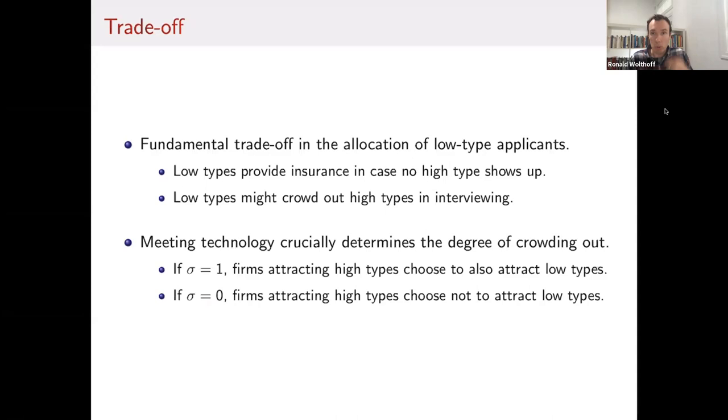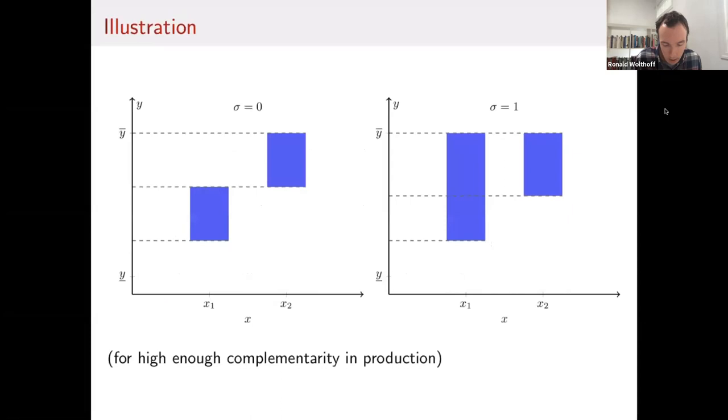Okay, and so the equilibrium is gonna look as follows in general. On the left-hand side, we have sigma equal to zero. This is basically Philip's paper. We know we get perfect separation.